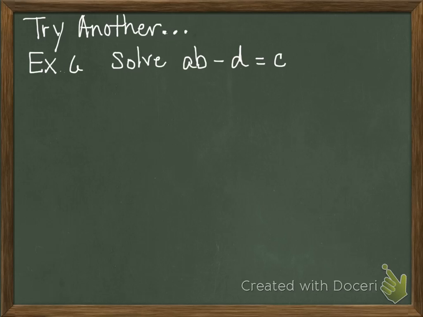Here's another one for you to try. I want you to solve the equation AB minus D equals C. There's no numbers in this problem. Don't worry about it. AB minus D equals C, and I want you to solve it for B. That means get the B by itself. Get everything away from the B.